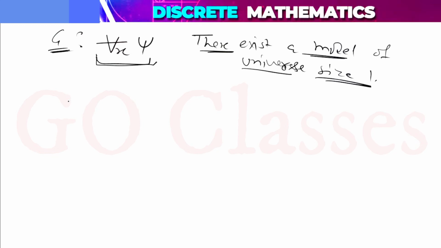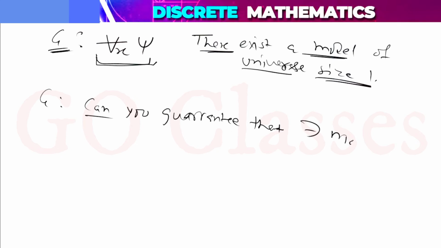Now if I ask you, can you guarantee that for this formula G there exists a model of size 2? Can you guarantee this? For G, can you guarantee? Remember this word I am saying: can you guarantee? Can you guarantee that there exists a model of size 2? Can you guarantee this for G?